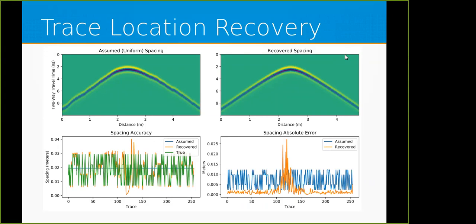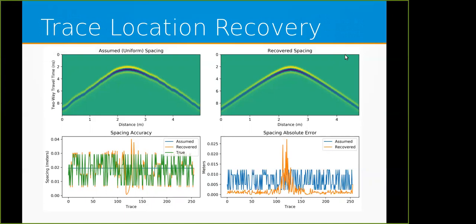Then if we apply our location recovery algorithm using that cross correlation and the formula shown earlier, then we get the trace location values shown in orange. And we can see that we do a pretty good job in most places of recovering something pretty close to what the true trace spacing is.